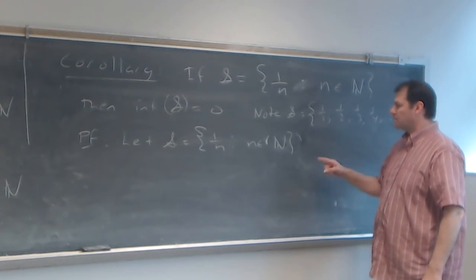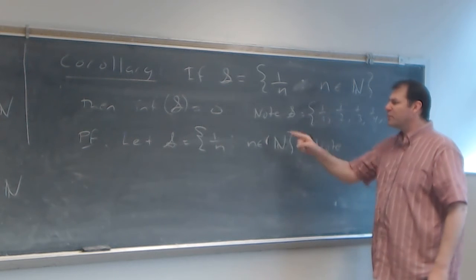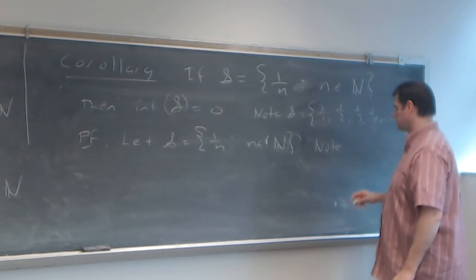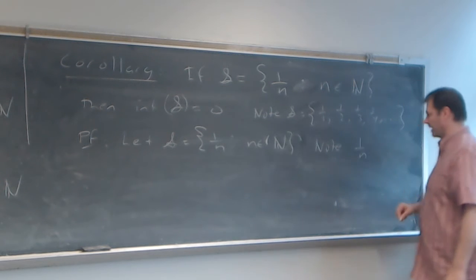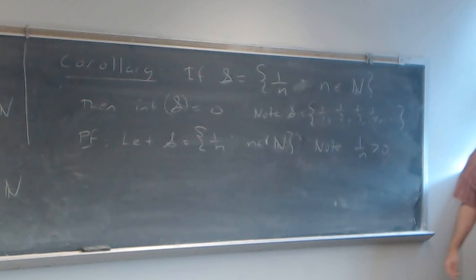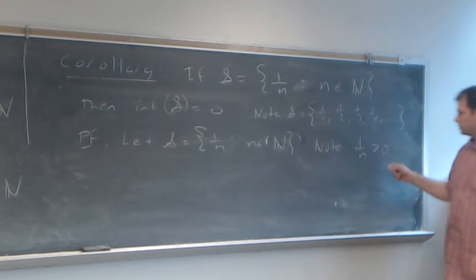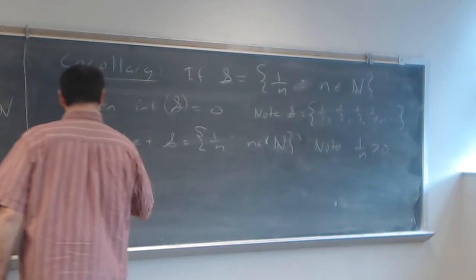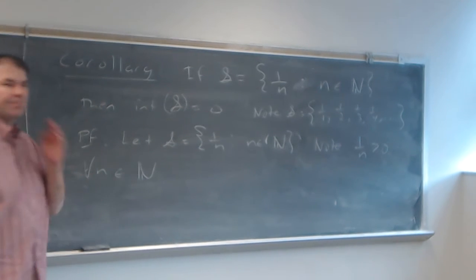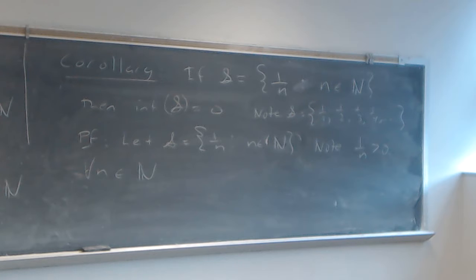First of all, note that everything in S, that's of the form 1 over n, is going to be greater than 0. That's true for all n an element of the natural numbers. So you give me a natural number, 1 over it, I'm saying it's positive. Why is that? Well, here's the reason. If you give me a natural number, the natural number isn't 0, so its multiplicative inverse exists. And every natural number we proved was greater than 0.